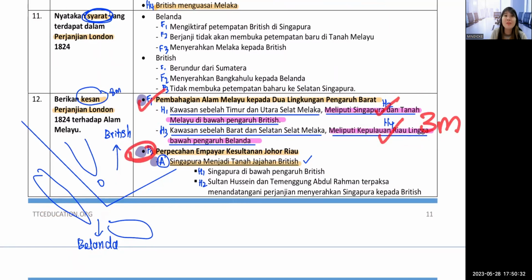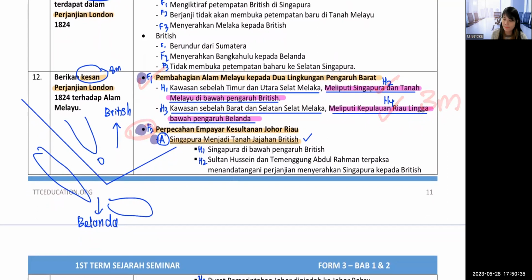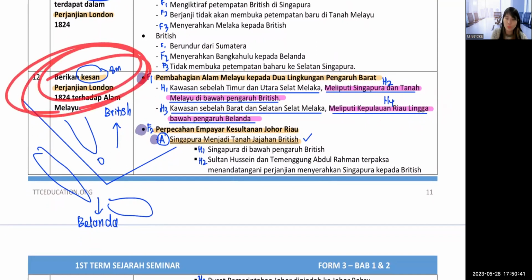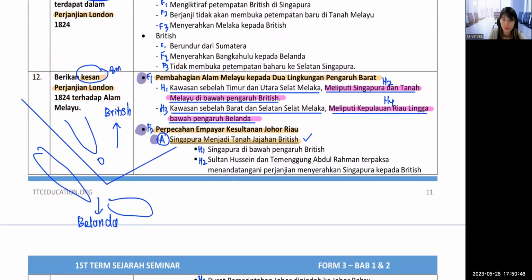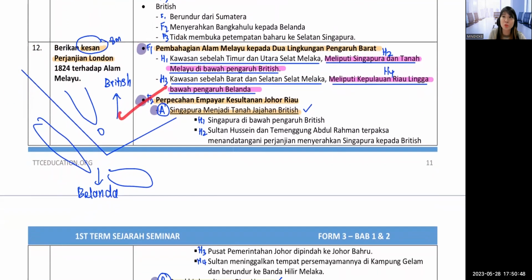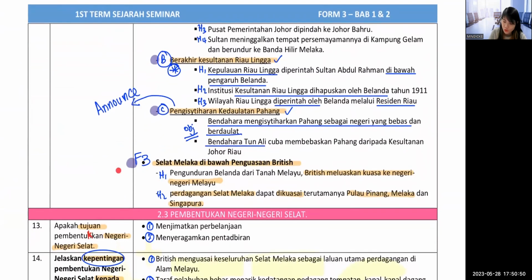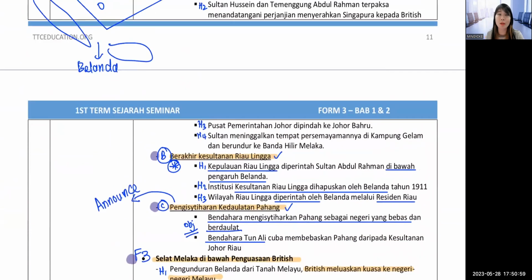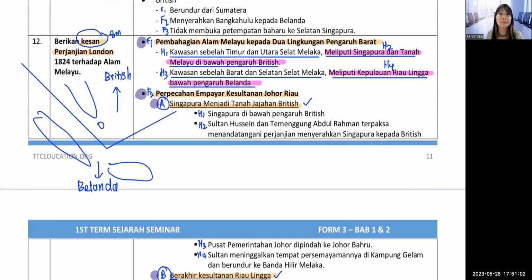Then when it comes to another factor, which is our empire, Kesultanan Johor Riau breaks. If it's 8 marks, we have 3 fakta. Fakta 1, pembagian alam Melayu kepada 2 lingkungan pengaruh. Fakta 2, perpecahan empire Kesultanan Johor Riau. Fakta 3, Selat Melaka are divided and controlled by British. So fakta 1, 2, 3, yeah. So then huraian 1, 2.